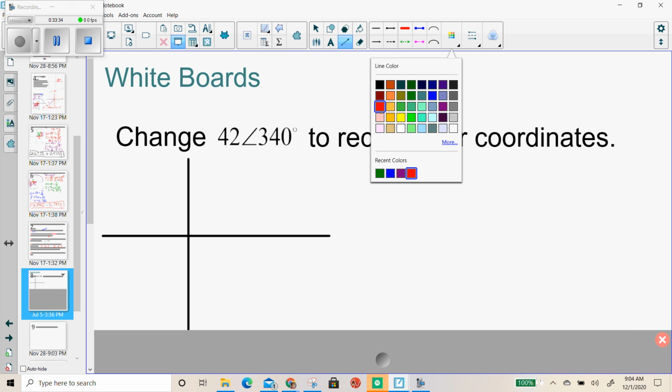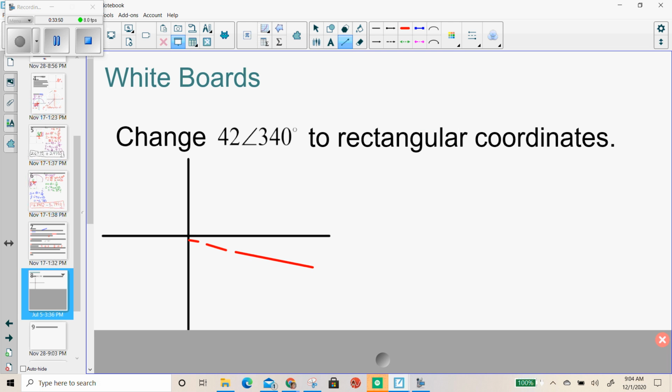Okay, type in chat, which quadrant are you putting that in? 1, 2, 3, or 4? And hit enter. So great job. We're going to put it in the 4th quadrant. And it looks to me like it needs to be closer to the x-axis than the y-axis. So I'm going to draw it.